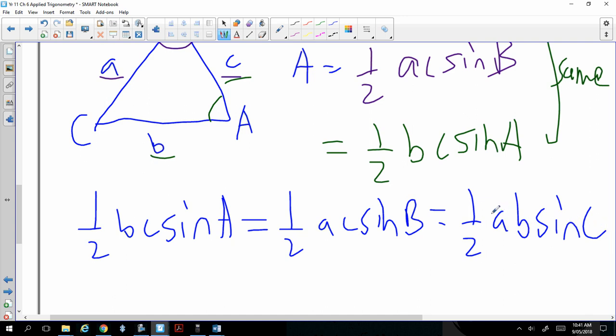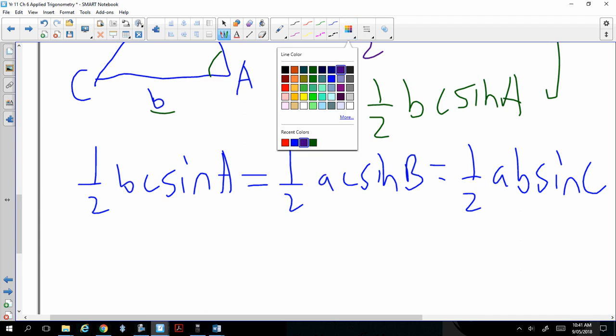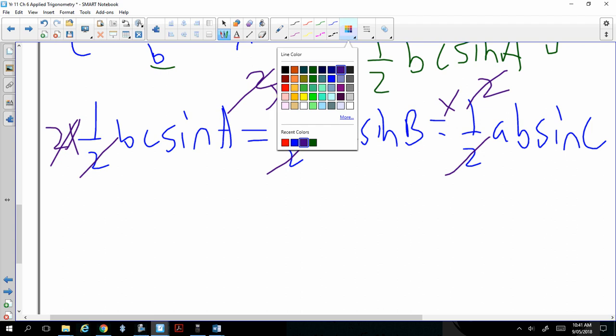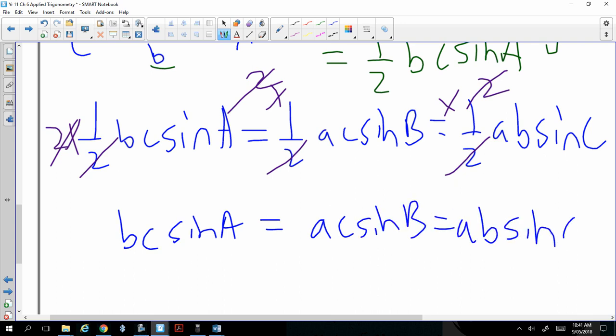And then let's get rid of the half, right? Times by 2, times 2, times 2, that will cancel. So you end up getting BC sine A equal to AC sine B equal to AB sine C. Right, we'll get rid of half.